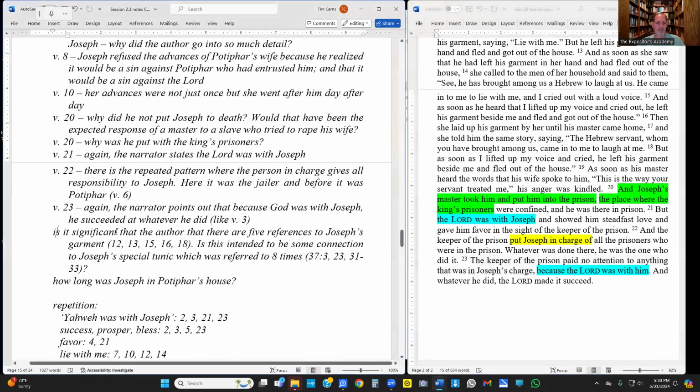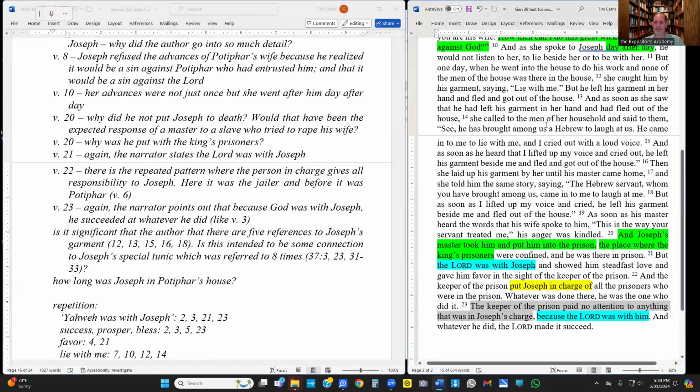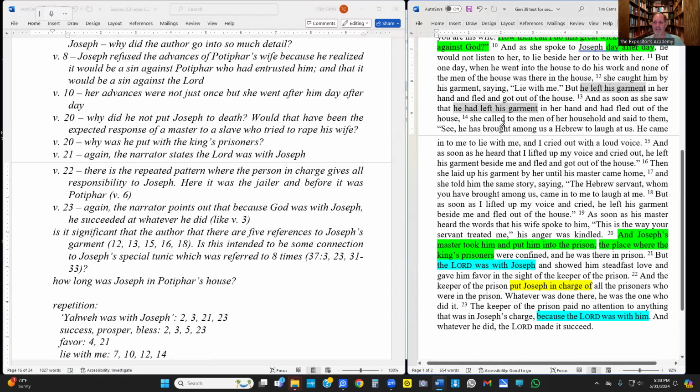And then something else I noticed, that there were 5 references to Joseph's garment that she mentions in the story. Verse 12, he left his garment. Verse 13, he had left his garment. Verse 15, he left his garment. Verse 16, she laid up his garment. 18, he left his garment. So it's like repetition there.